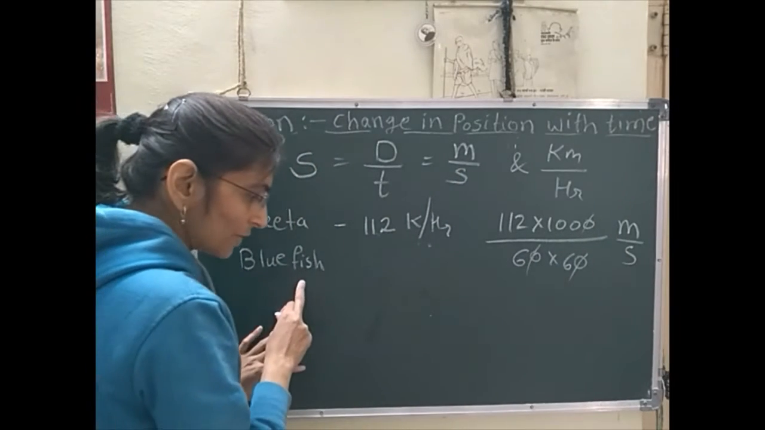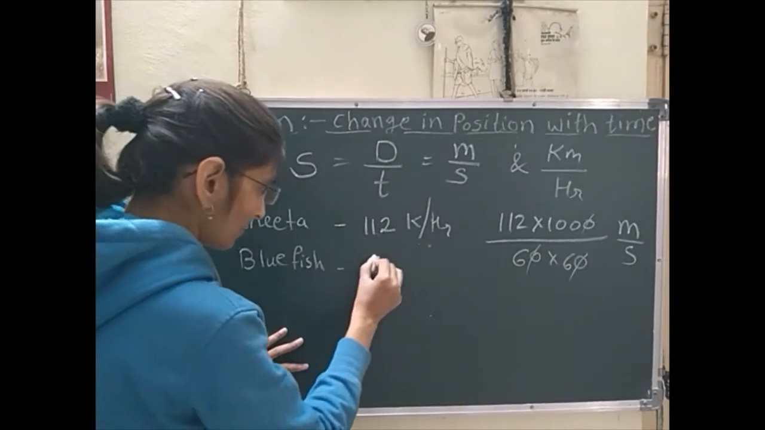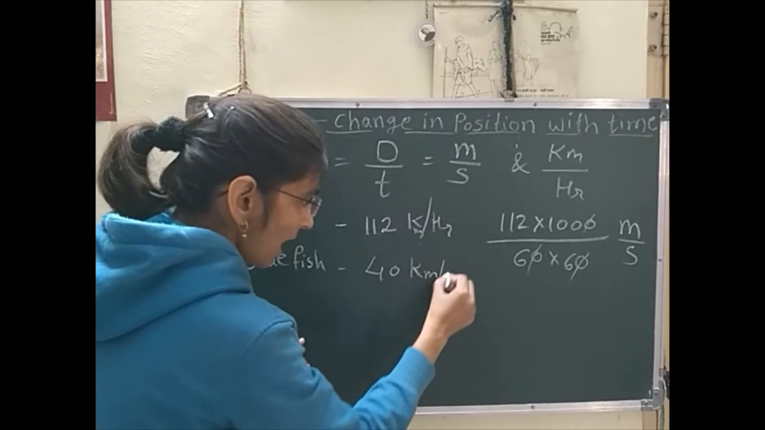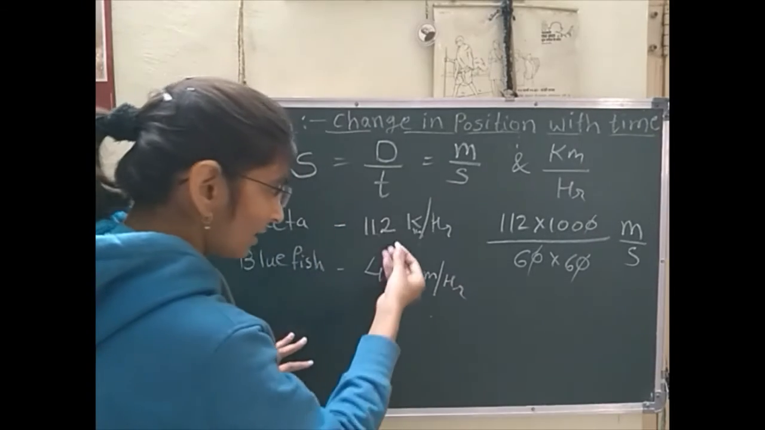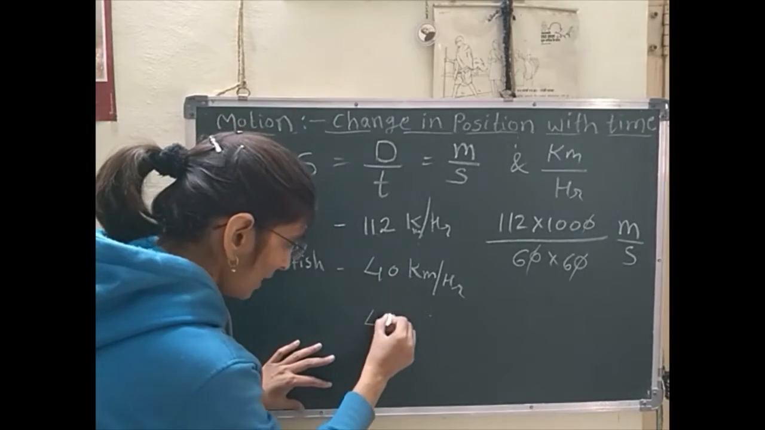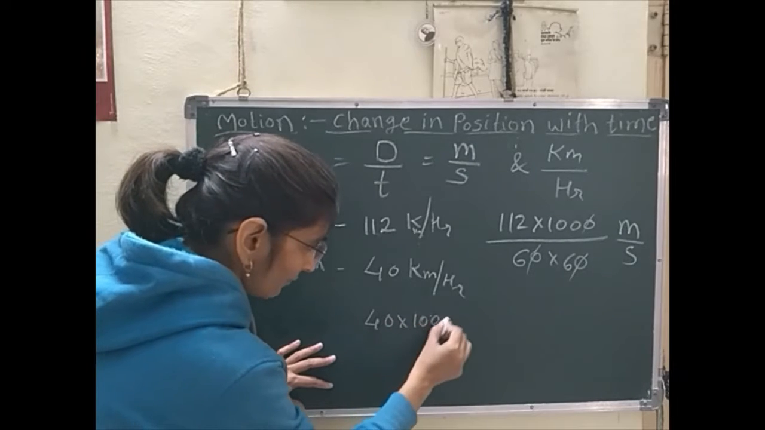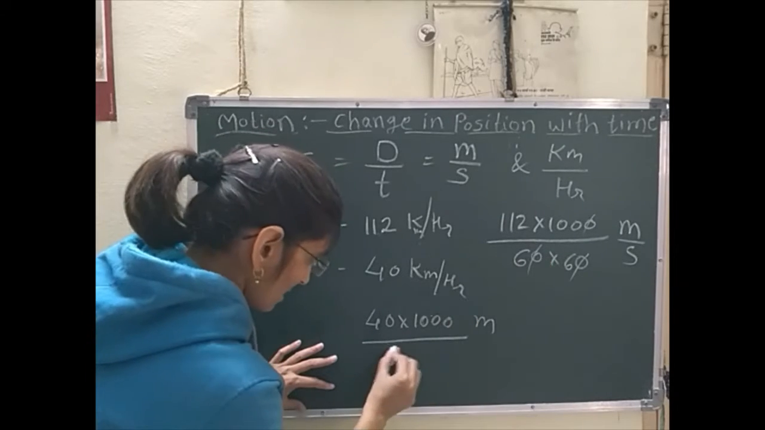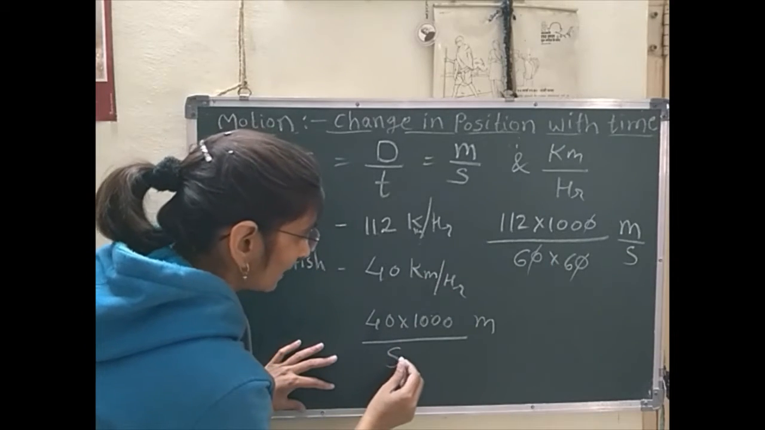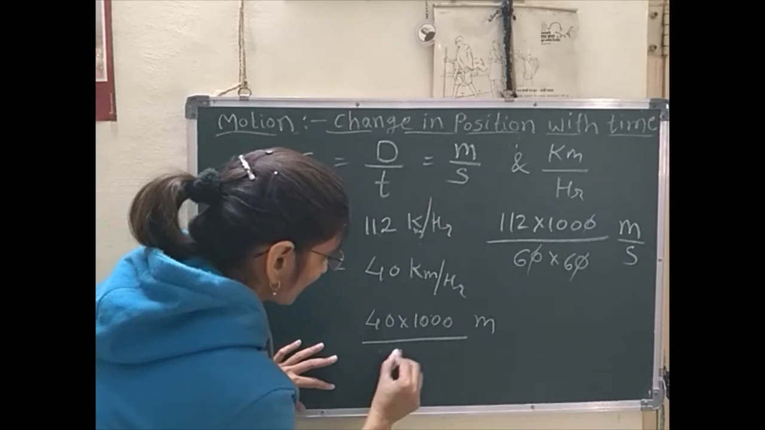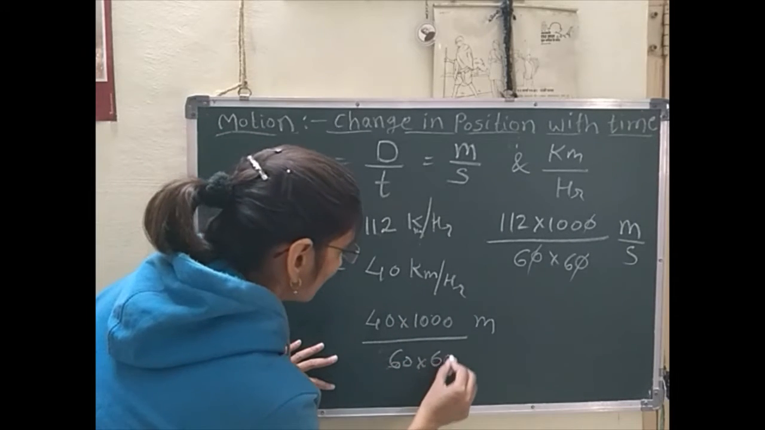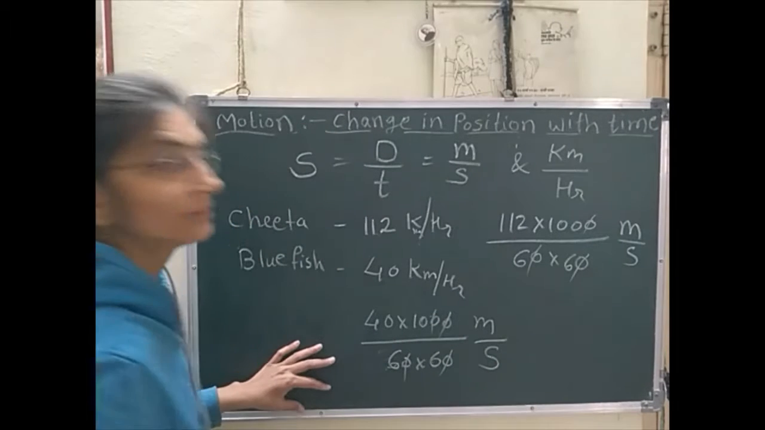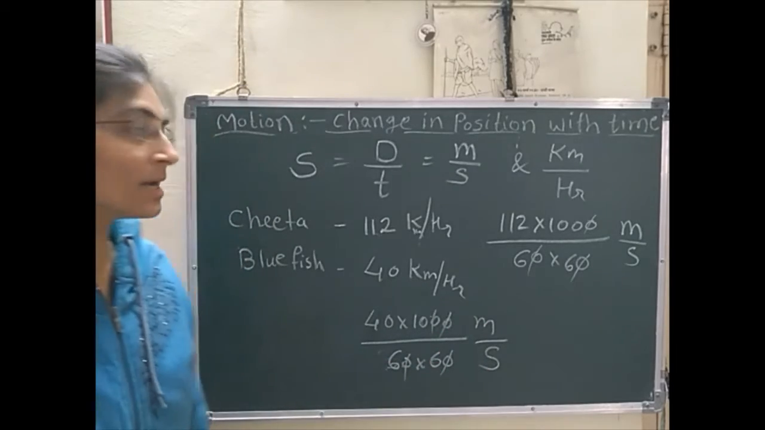Suppose for blue fish, what is the speed? Suppose 40 kilometer per hour. And how can we convert it into meter per second? 40 multiplied by 1000, then it will get converted into meter. Yes, and for converting hour to second, what is needed? 60 multiplied by 60, that we can cancel out, and in this manner we can take it out in the form of meter per second.